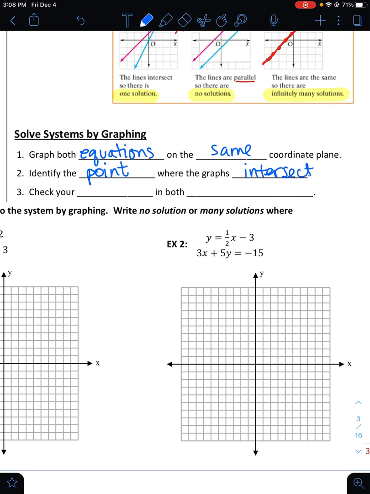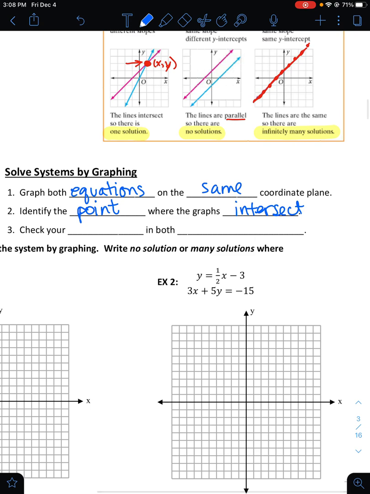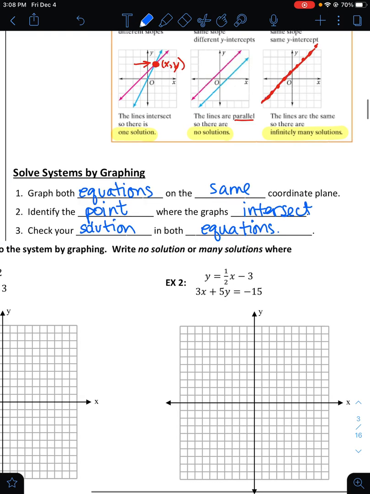When I graph them, like in the picture above, the first one, where is the point where they cross each other, where they intersect? And then finally, we can check our solution in both equations. The important element here is we need to be able to graph a line. So that's what we're going to review in this particular section.